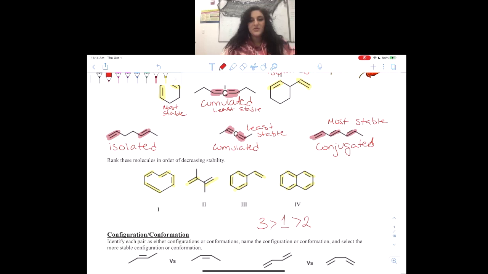And then the most stable is going to be number 4 because it has 1, 2, 3, 4, 5 double bonds in conjugation, and it does have the added stability of being aromatic, but again, we'll cover that in the next video. So our order of stability would be 4 as the most stable, then 3, then 1, and then 2 as the least stable.